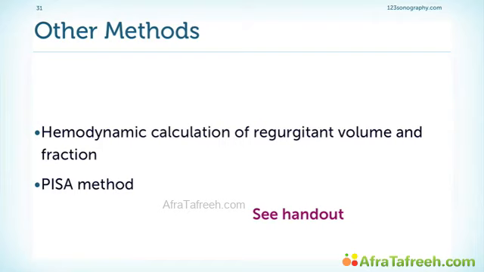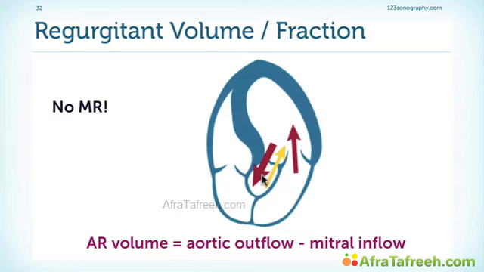But there are also other ways of looking at regurgitant flow. We can perform hemodynamic assessment by calculating flow across the mitral valve and the aortic valve, and thereby calculate regurgitant volumes and fractions. And we can also do so by using the PISA method. Let's just briefly look at the principle. If we have regurgitation, we have regurgitant flow going back to the left ventricle, and thereby an elevated flow through the aorta. If we calculate the flow through the aorta and subtract the flow which comes into the left ventricle via the mitral valve, we get the regurgitant volume.